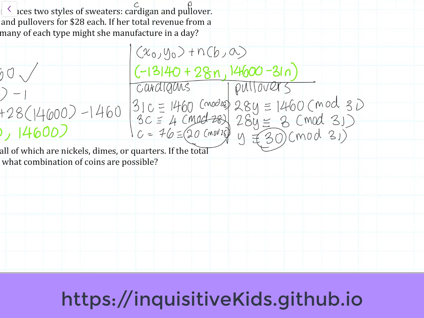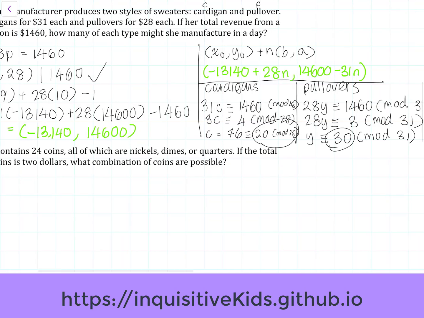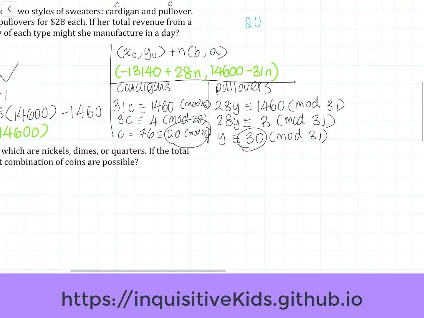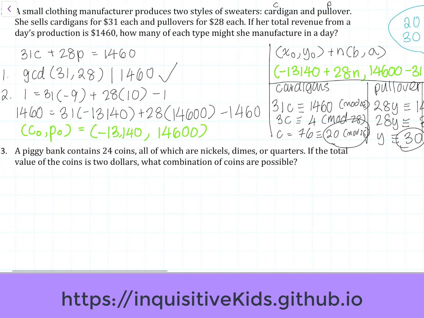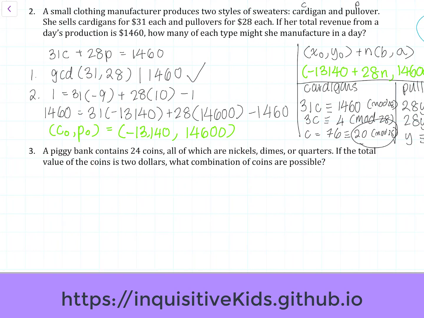So how many of each type might she manufacture in one day? She might manufacture 20 cardigans and 30 pullovers. You can also double check to see if this solution does indeed give her a revenue of $1,460.